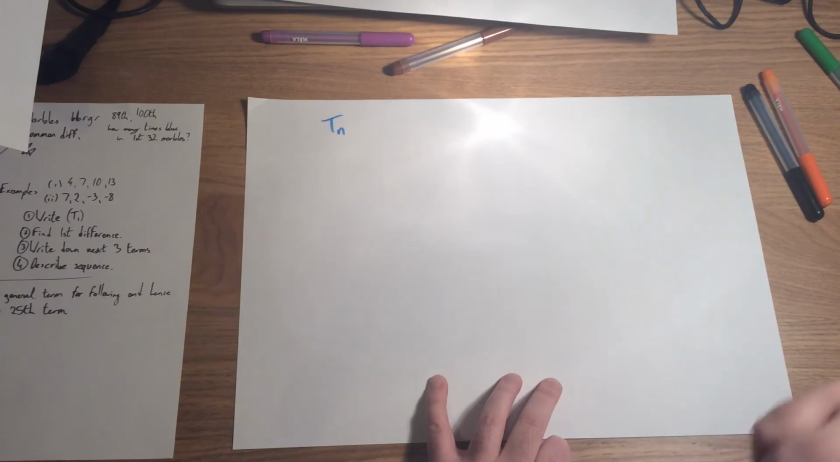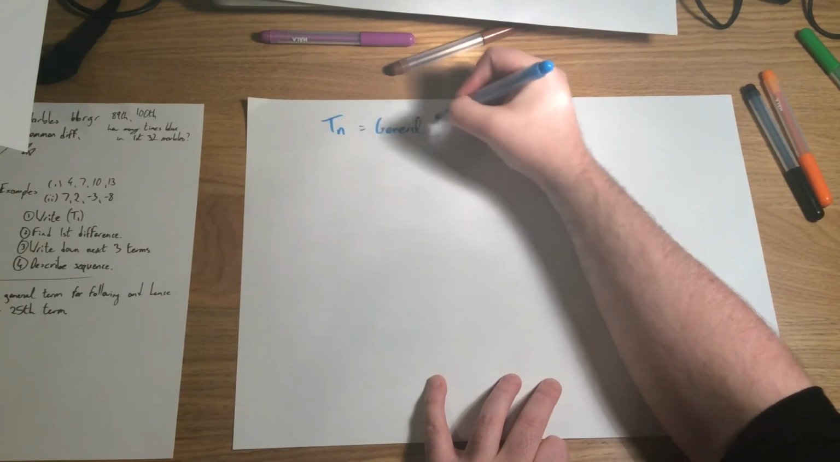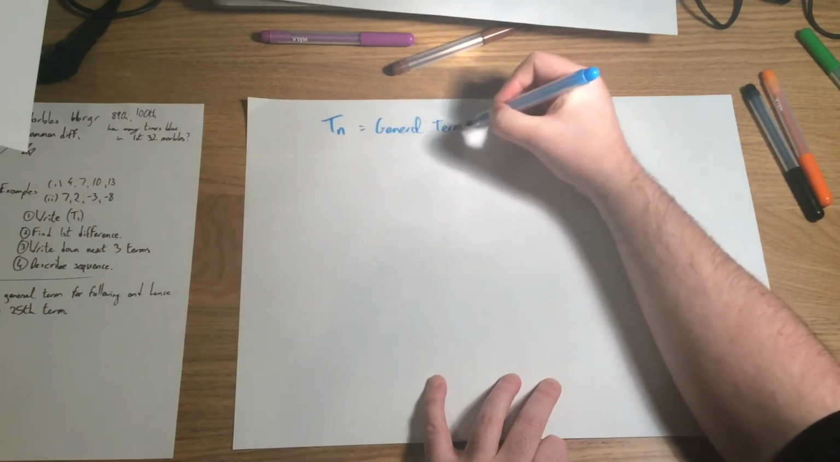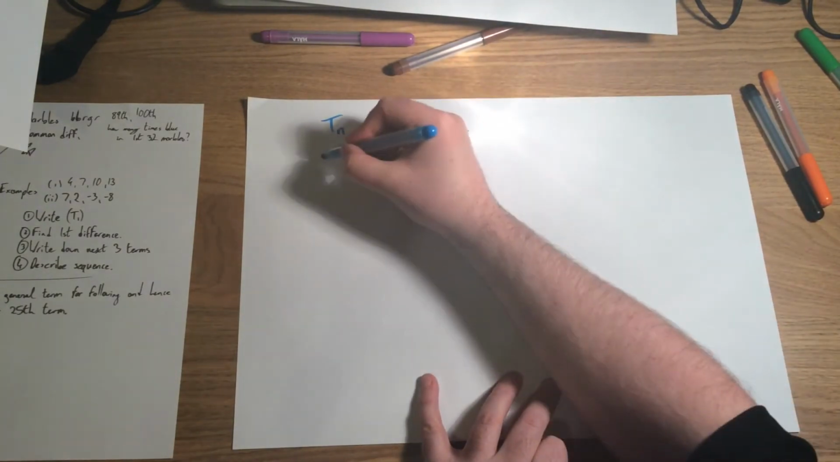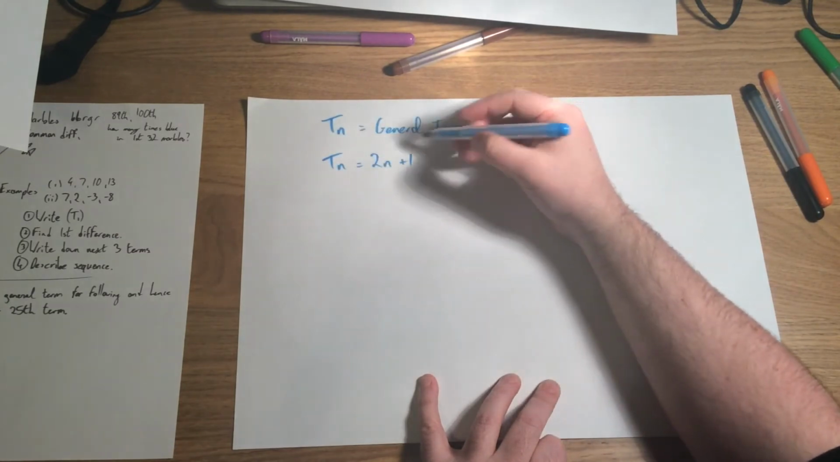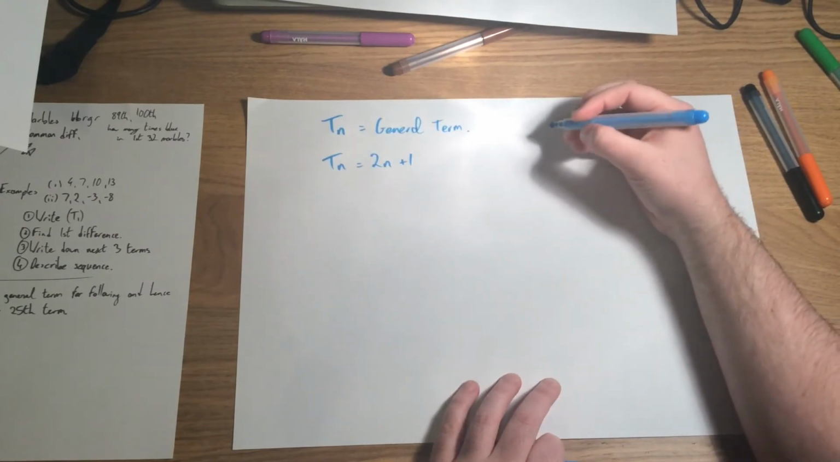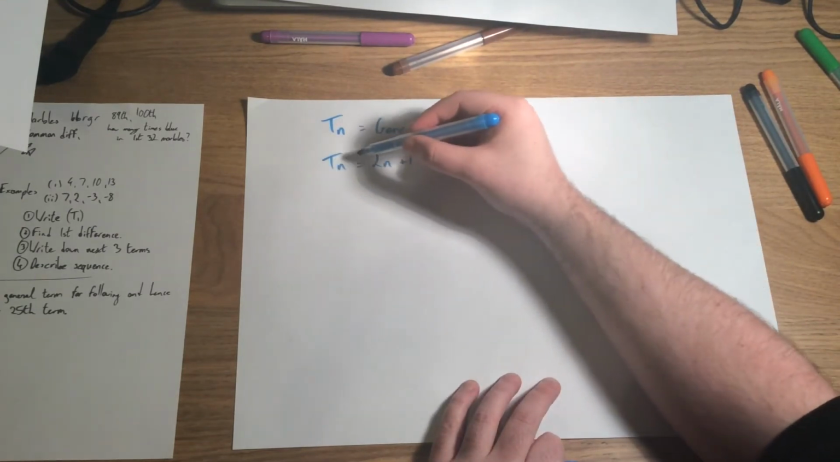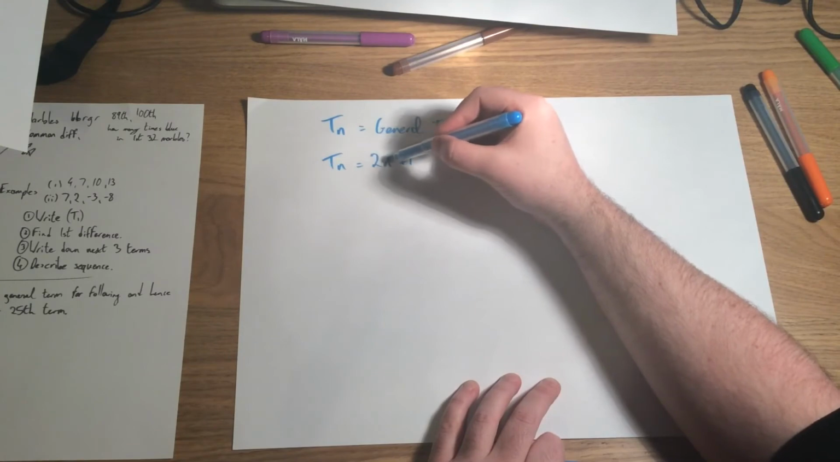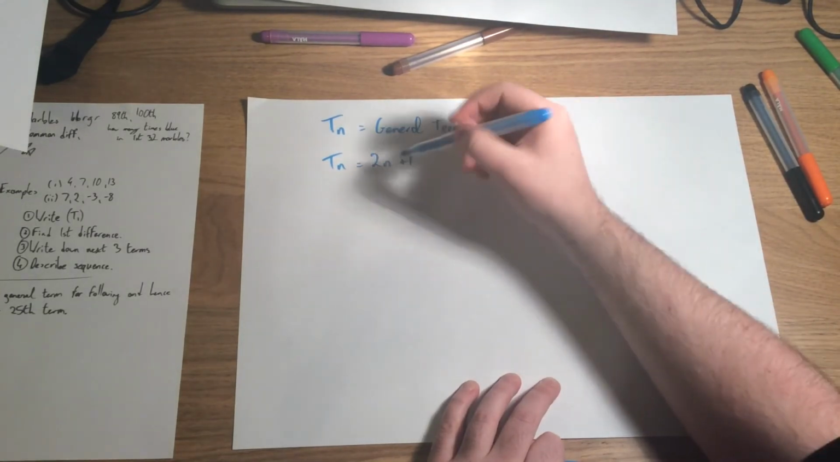Is that okay? So T of n is what we call our general term. This does have a tiny bit of algebra in it, so you might end up with T of n is equal to 2 times n plus 1. So what does n actually mean? n is the term. So let's say I want to find the 10th term in this sequence. So when n is equal to 10, I just sub 10 in for n.